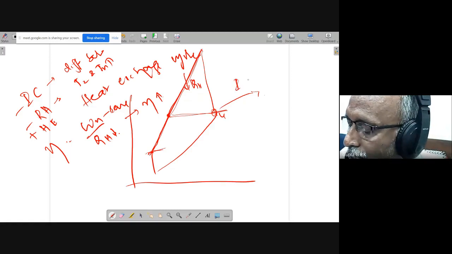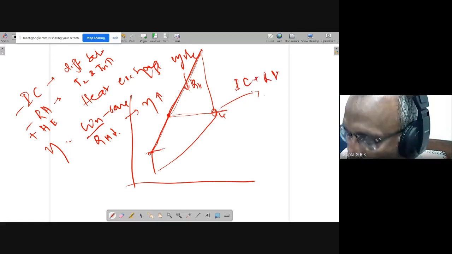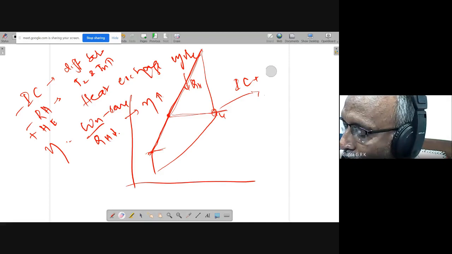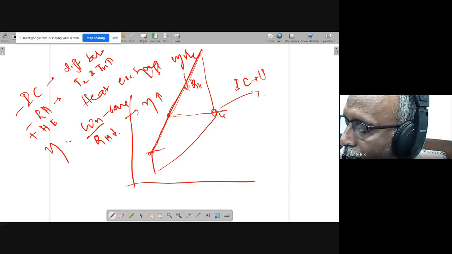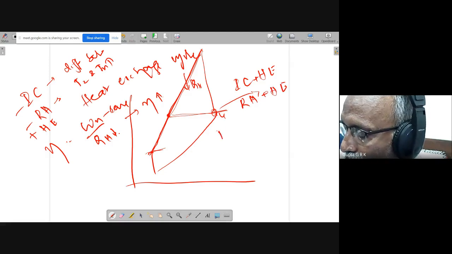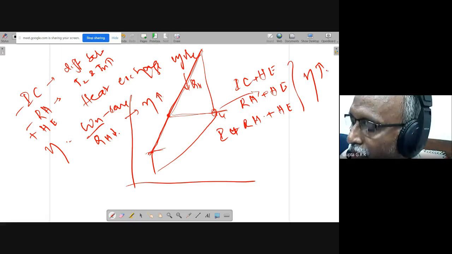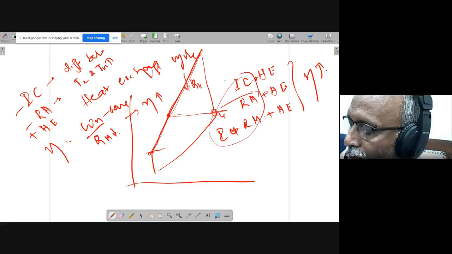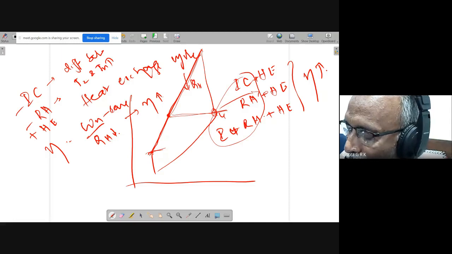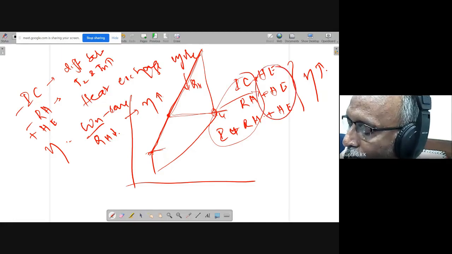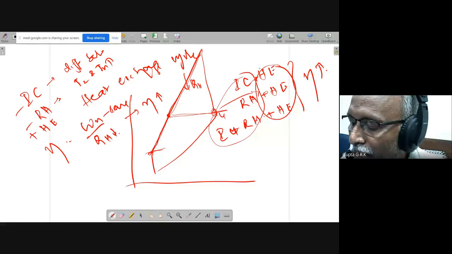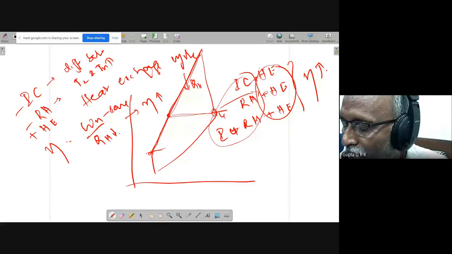So intercooler plus heat exchanger, or reheater plus heat exchanger, or intercooler plus reheater definitely should have a heat exchanger. So they increase the efficiency. Whenever these are there, there will be more difference between T2 and T4, and so it is always better to accompany that with a heat exchanger. Okay, this is about ideal cycles.